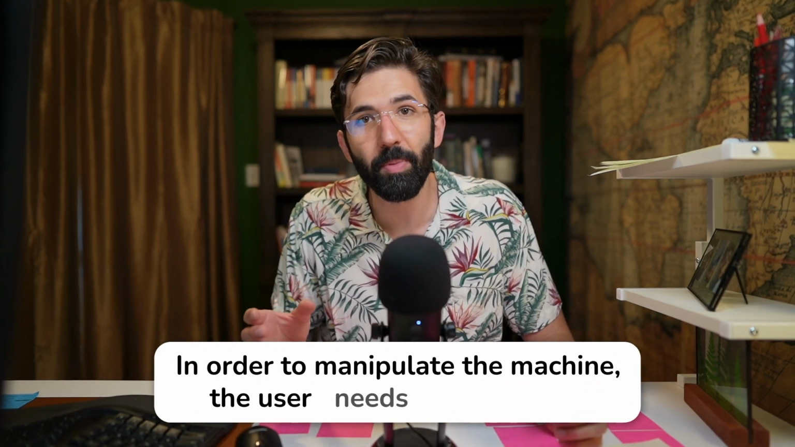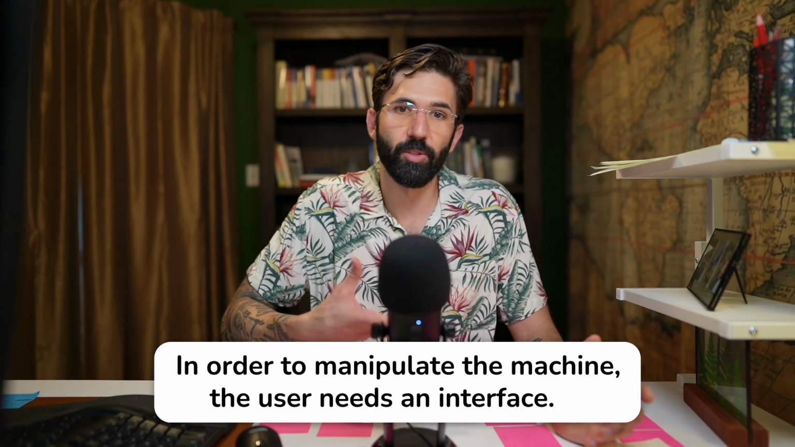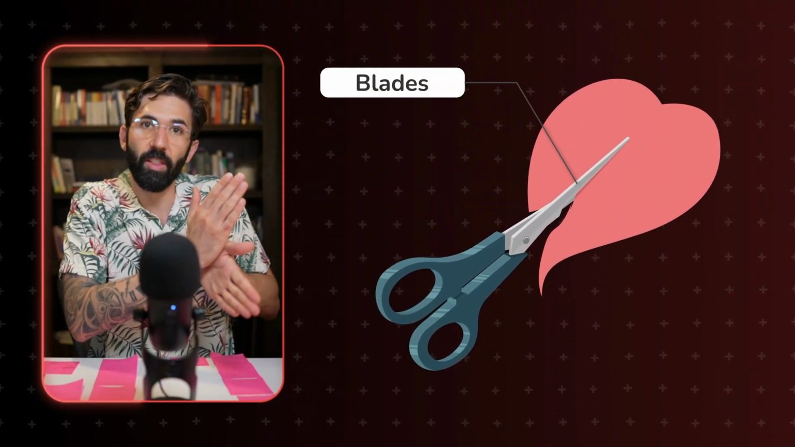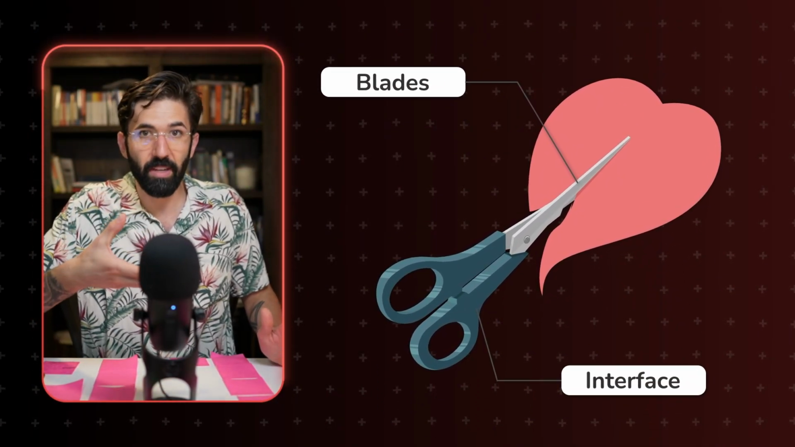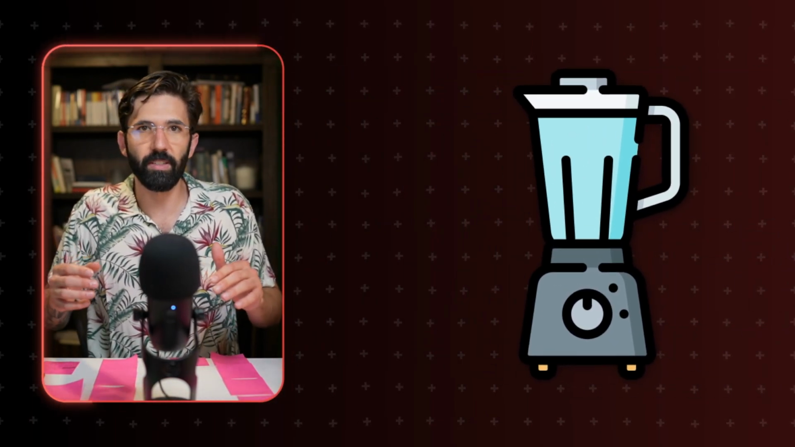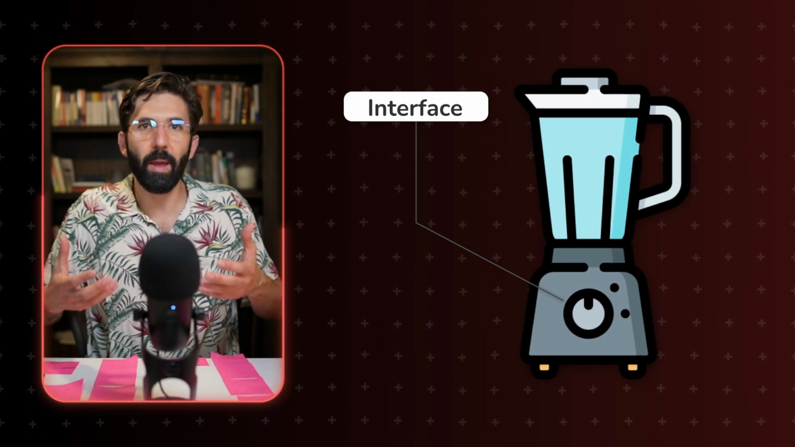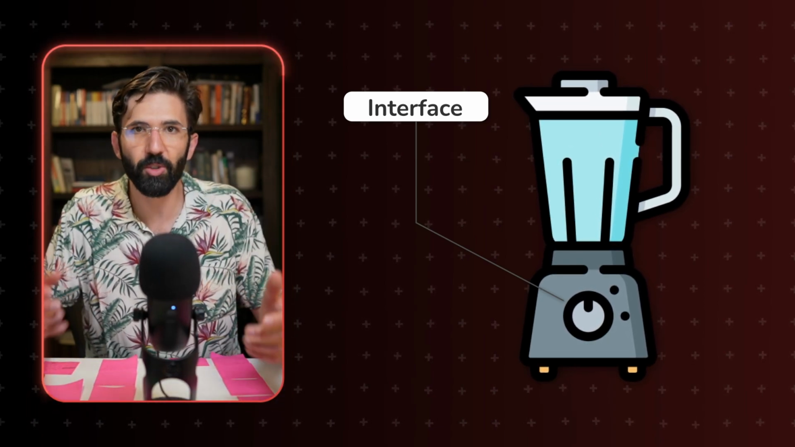In order to manipulate the machine, the user needs an interface. The interface on the scissors is just the handle, and that's different than the thing that's doing the work. I mean, the part of the scissors that does the work is the blades. The handles are made to fit my hand. That's the part that I interact with. On the blender, the interface is the buttons. I have the pulse button, low, medium, high. That's the way that I manipulate this machine in order to actualize its potential.